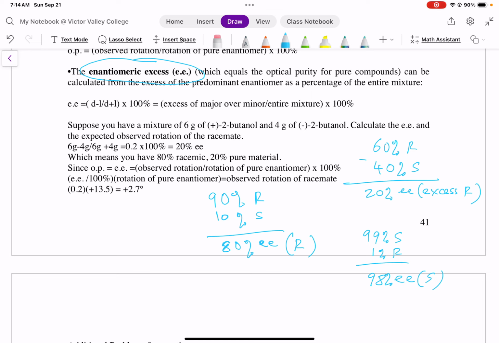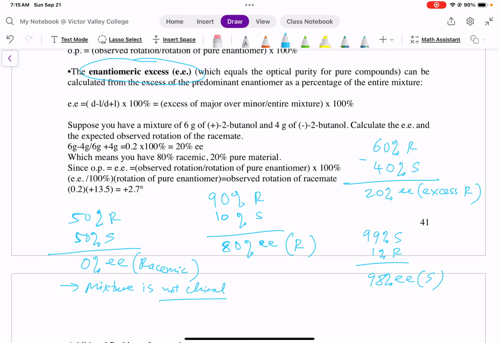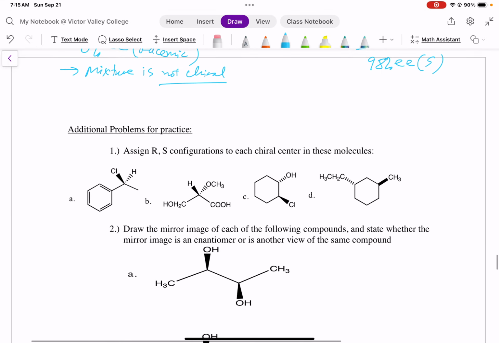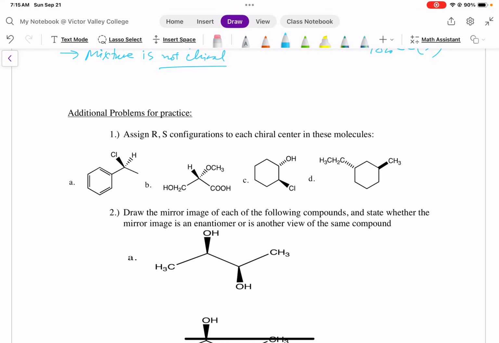So obviously, if you have 50% R and 50% S, and sometimes people call it plus minus, different nomenclature, and then 0% EE means racemic. So the mixture is not chiral because they cancel out. Okay, there's a couple of problems here for you to practice, and then we'll look at the quick summary and homework exercises.